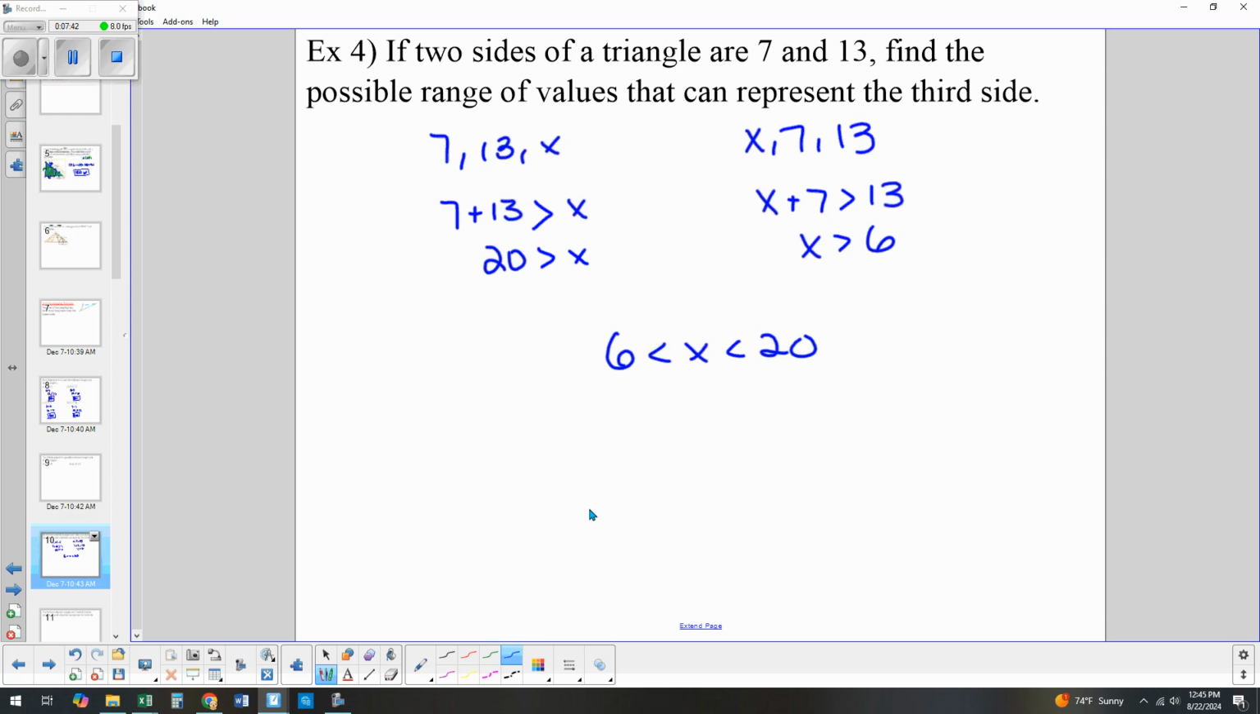So what I really have is it has to be a number between 6 and 20. And the easiest way to go about this, instead of having to set up these two separate things, we're going to write a compound inequality like this. On one end, I'll subtract my two original numbers. On the other end, I'll add my two original numbers. And that's all we're really going to have to do here.